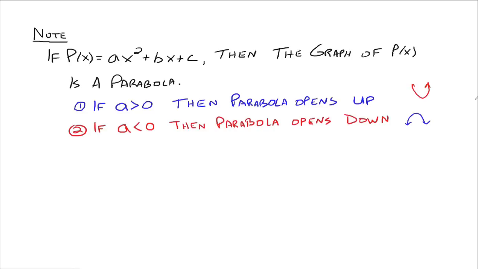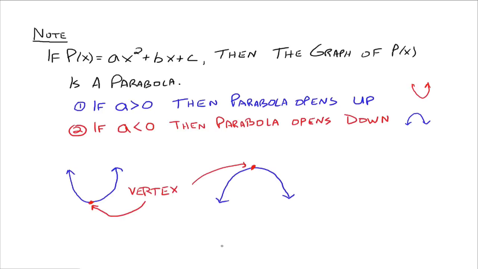So now I want to talk about the parabolas opening up and down. Okay, I want to talk about this point and this point. Those points have a name. They're called the vertex, right? So for parabolas that open up, that lowest point there is called the vertex. And for parabolas that open down, that highest point is called the vertex. All right, it's an ordered pair.